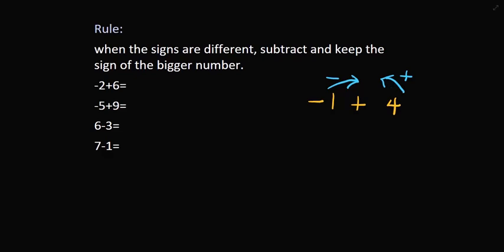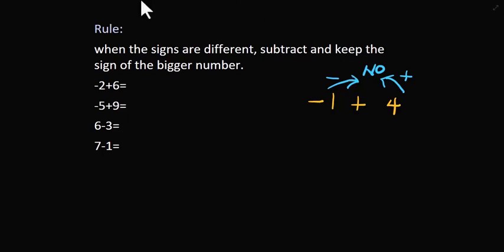To the left of 1 we have a minus, which is negative, and to the left of 4 we have a plus, which is positive. That being said, are the signs of these numbers the same? Obviously no. The signs are not the same. And the rule says, when the signs are not the same, subtract and keep the sign of the bigger number. So let's go ahead and solve some questions.